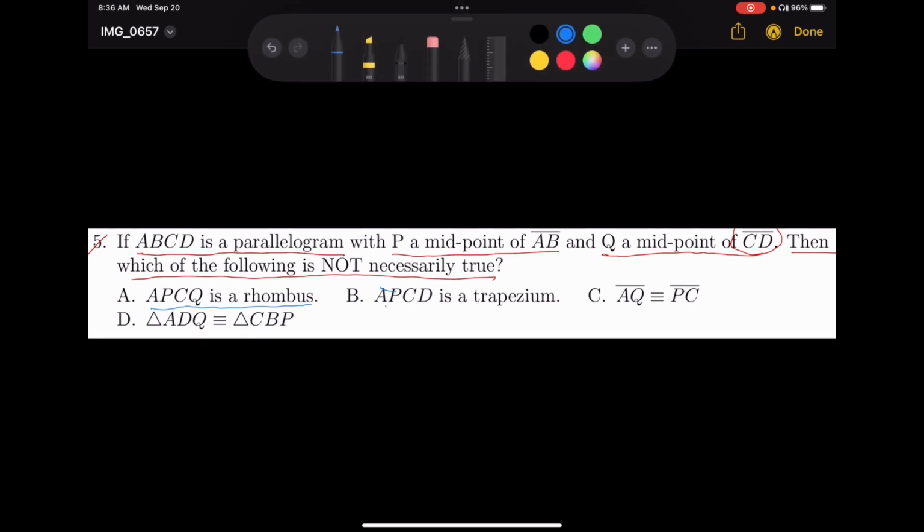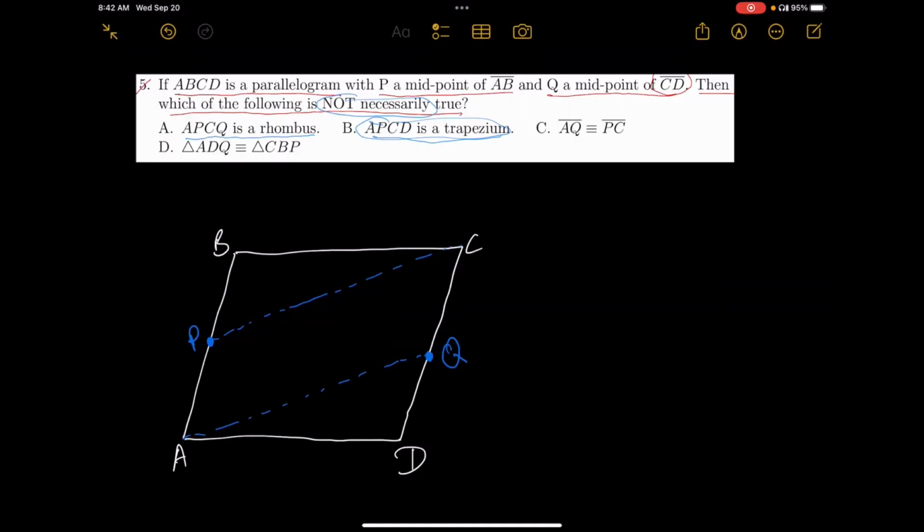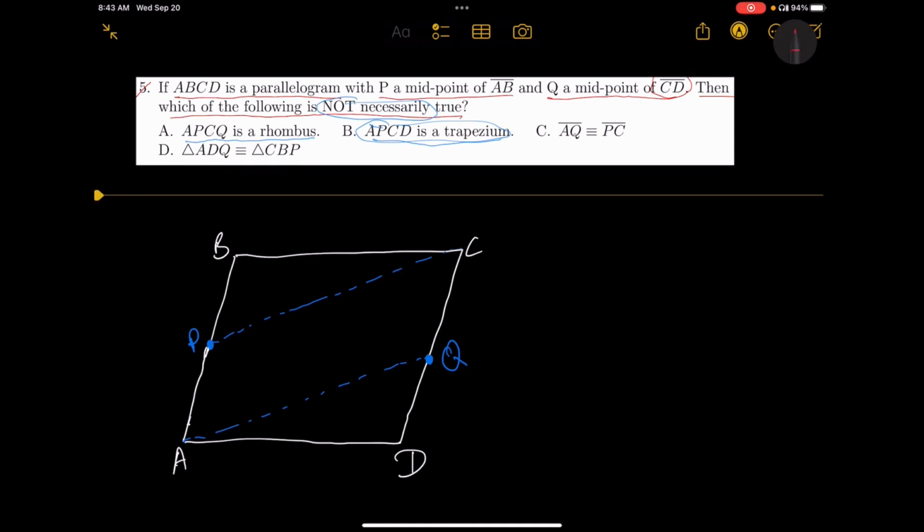Option B: APCD is a trapezium. Is this true or false? We want the one that is not necessarily true. What was the definition of a trapezium? It is a special type of quadrilateral. It needs to be a four-sided figure in which exactly one pair of opposite sides are parallel. So there needs to be only one pair of parallel opposite sides. Looking at APCD, the line segment AP is parallel to the line segment CD, since in a parallelogram opposite sides are parallel.